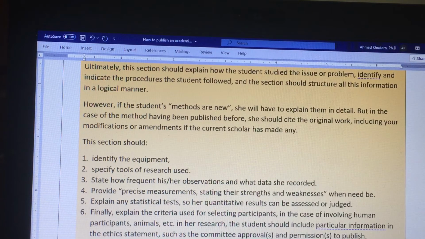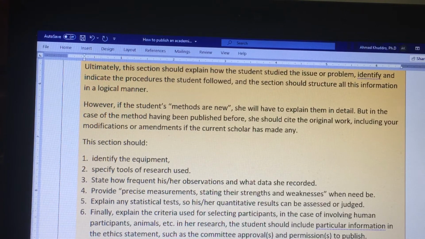Of course, these measures need to be very precise, and you can say here what the strong points and the weak points of these measurements are, if need be. And of course, you need to explain also the statistical tests that you are doing, because the quantitative results, if there are any by the researcher, whether it's his or her, can be assessed and judged. And then finally, you need to explain the criteria used for selecting participants.